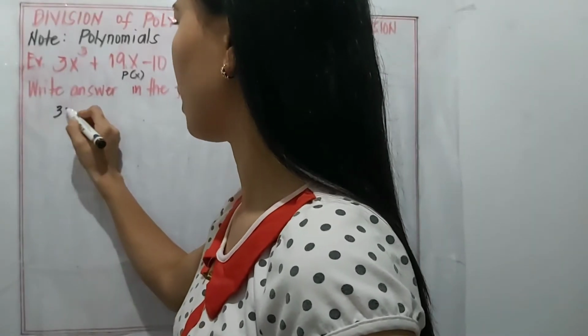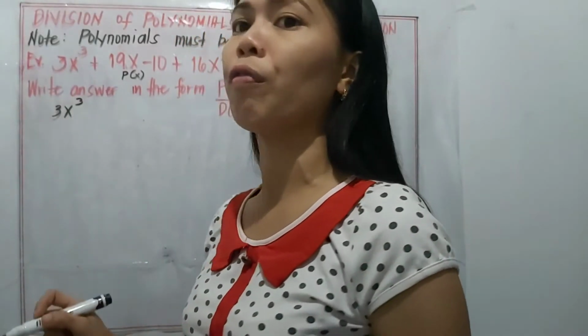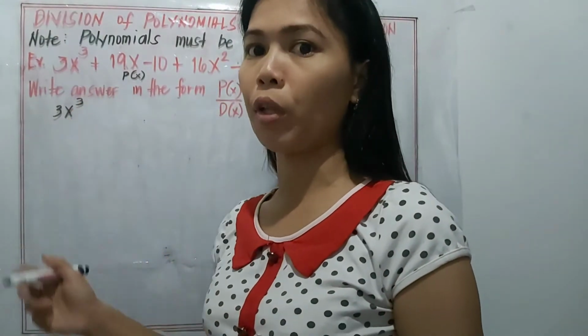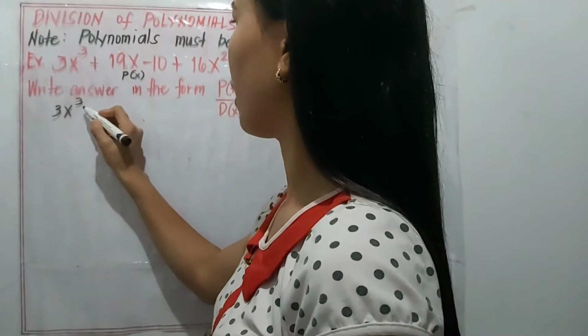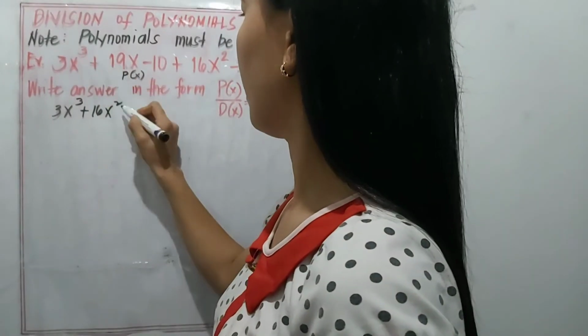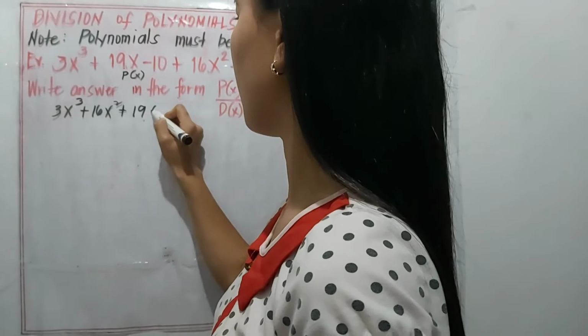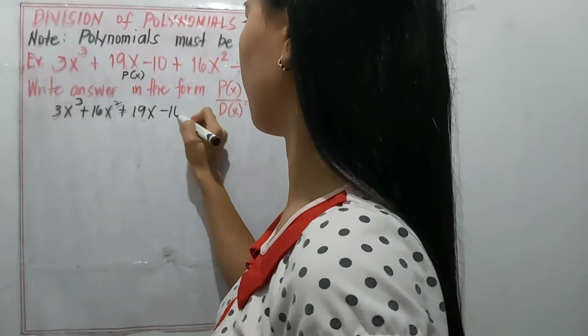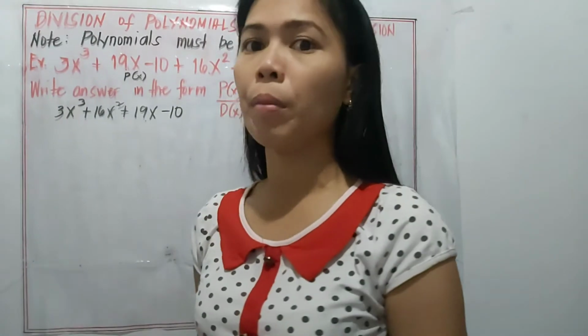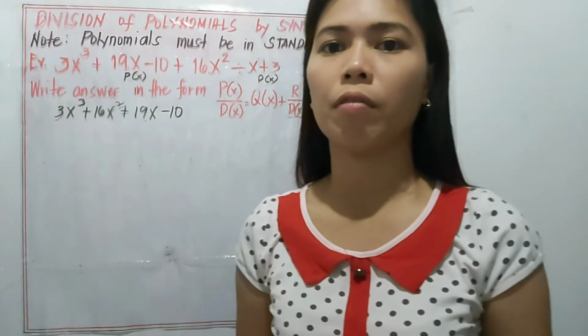So this will be 3x cubed. It is the leading coefficient, a leading term since it has the highest exponent of the variable, followed by 16x squared and plus 19x minus 10. So, now that we have this in standard form, let's do the steps for synthetic division.